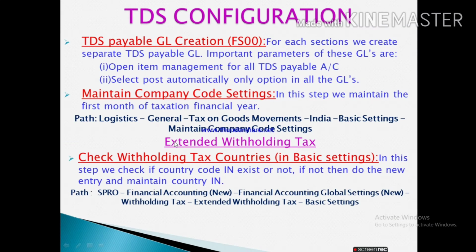Next step is extended withholding settings. In the extended withholding settings, first step is check withholding tax countries. In this step, we have to check the country, is it mentioned or not. If it is not there, then we have to create it. Otherwise, just check it. This is your path.